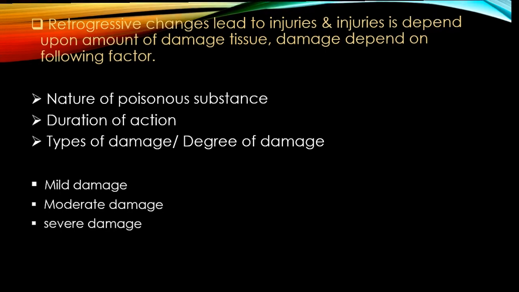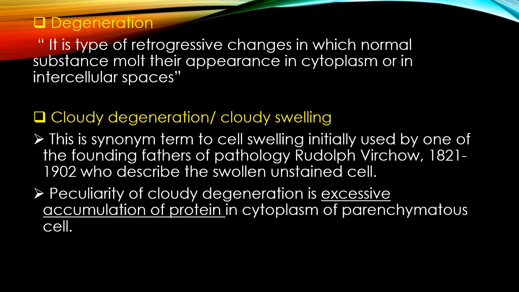Then what is degeneration? Degeneration is a type of retrogressive change in which a substance changes its appearance in the cytoplasm or in intracellular spaces. Degeneration means a retrogressive change, opposite to progressive. The appearance in the cytoplasm or intracellular spaces is changed, meaning the cell cytoplasm may be affected.